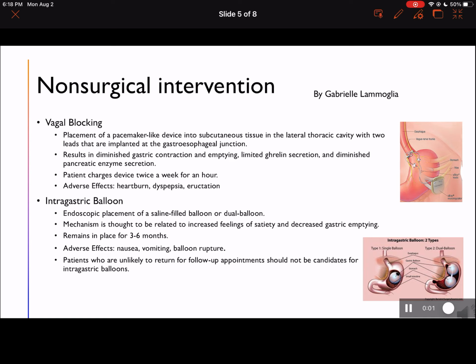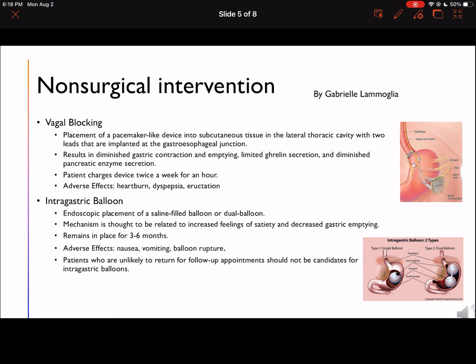As an alternative to surgery, some patients may choose to pursue minimally invasive procedures. These interventions include vagal blocking and intragastric balloons. Vagal blocking is the placement of a pacemaker-like device into subcutaneous tissue in the lateral thoracic cavity with two leads that are implanted at the gastroesophageal junction.